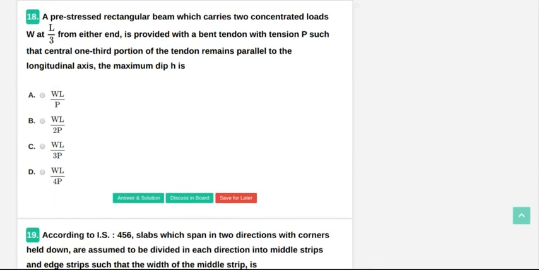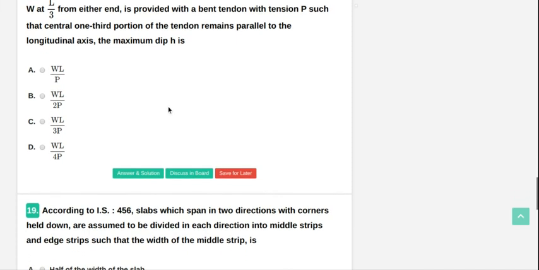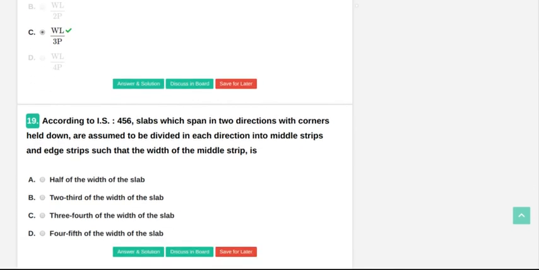A pre-stressed rectangular beam which carries two concentrated loads at L by 3 from either end is provided a bent tendon with tension P so that the central one-third portion of the tendon remains parallel to the longitudinal axis. The maximum dip is WL by 3P for two loads at either end.